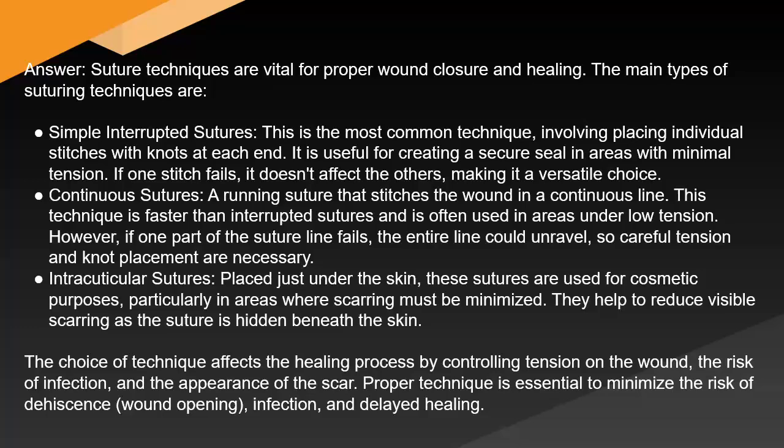Continuous sutures. A running suture that stitches the wound in a continuous line. This technique is faster than interrupted sutures and is often used in areas under low tension. However, if one part of the suture line fails, the entire line could unravel, so careful tension and knot placement are necessary.